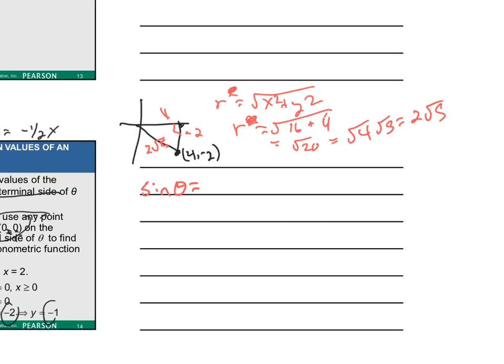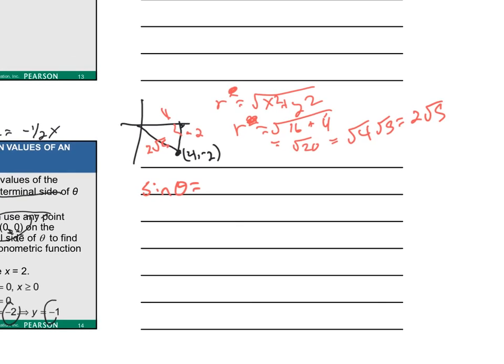Sine of theta for this situation. I still need x over r. Negative 2 over 2 square root of 5. No, not x, I don't use x. I use y, thank you. That's why you're correct and I was wrong. It's negative 2 over 2 square roots of 5. And does that simplify?